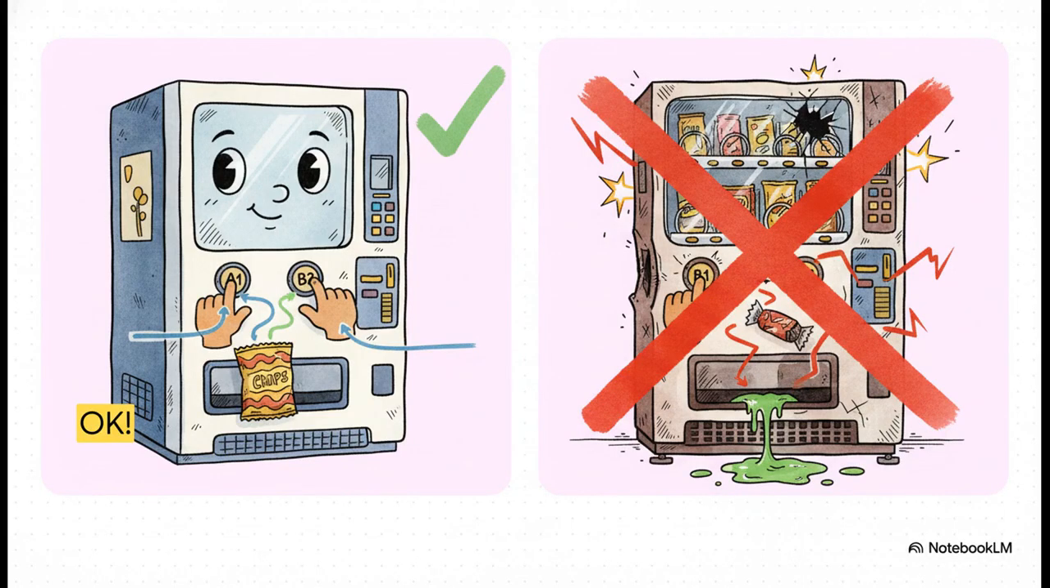Okay, check this out. Imagine a vending machine. On the left, we've got a working one. You press button A1, you get chips. You press button A2, you also get chips. Is that okay? Yeah, totally. It's perfectly fine for different buttons to give you the same snack.